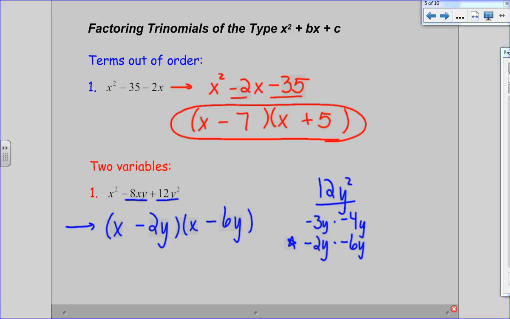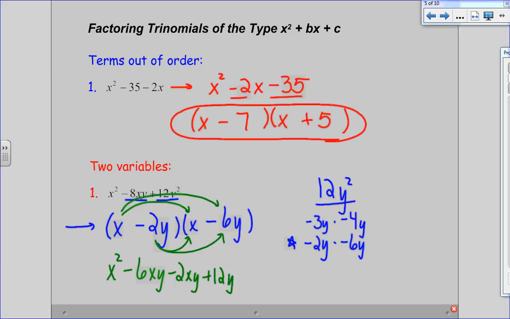Well, if we multiply this together and check our answer, we can identify where that xy comes from in our middle term. Let's do that example. Let's just check our answer quickly here. x times x gives us x squared. x times negative 6y is negative 6xy. And now we're starting to see where the xy comes from. Negative 2y times x is negative 2xy. And then we multiply our last ones to give us 12y squared.